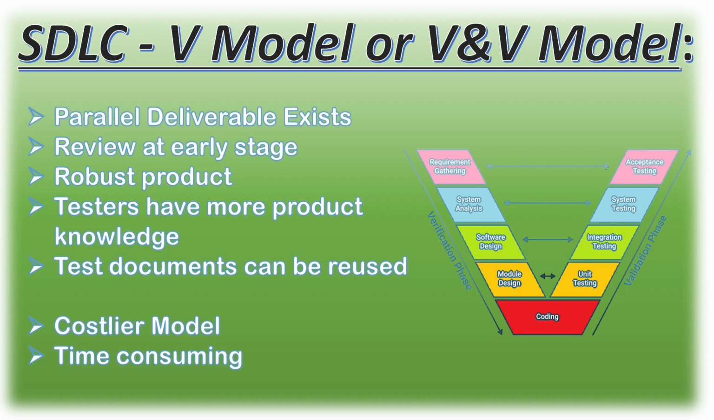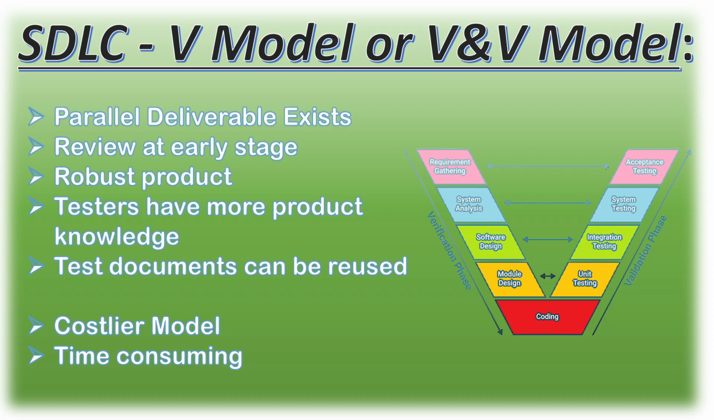Here in the diagram you can see there are two sides. The left side is verification and the right side is validation. That is why it is called the V and B model, because this is verification and validation. Also it is called the V model because the verification side is in a downward flow, and the validation side is in an upward flow.